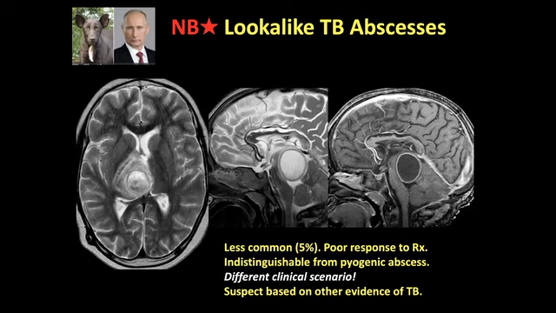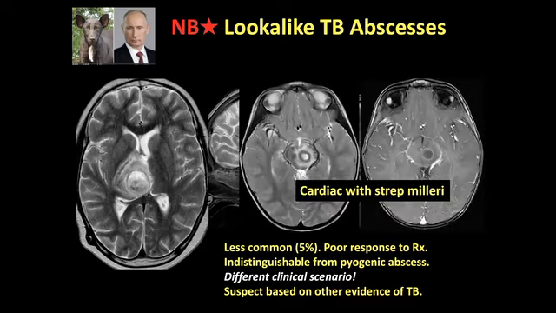These are quite uncommon TB abscesses, but they respond very poorly to treatment. The important thing is that this is a different clinical scenario. So it's unlikely to be a septic patient. Yes, the patient may have focal signs, but they are unlikely to be septic and growing organisms within their blood. And we would suspect this also based on other evidence of tuberculosis. And just to remind you, it looks very similar, although the capsule is a little bit thinner.